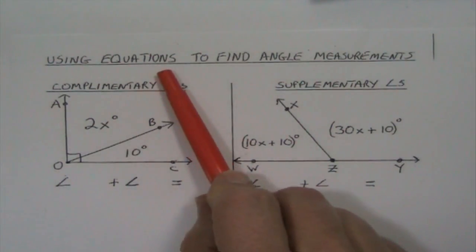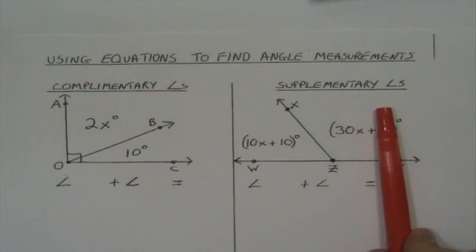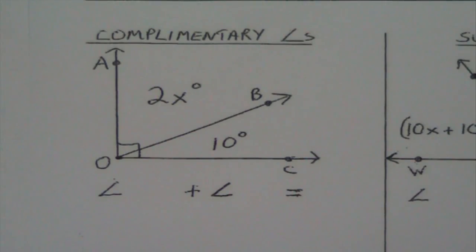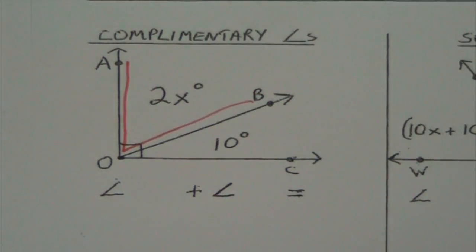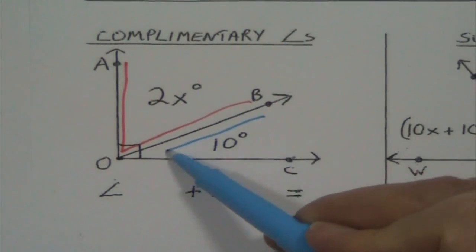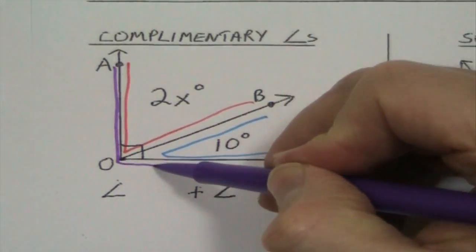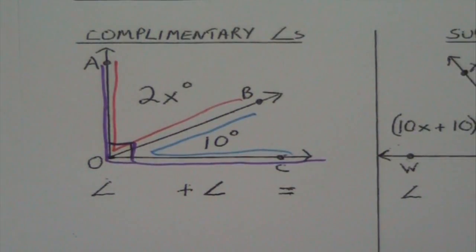Okay, so we're going to use equations to find angle measurements. And we have complementary angles and supplementary angles. Start over here, the complementary. All right, so what we have are these two angles, that angle, this one, and together they form a right angle. That's what the box right there is for.